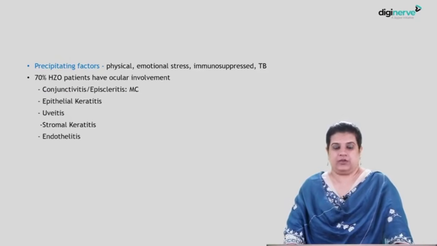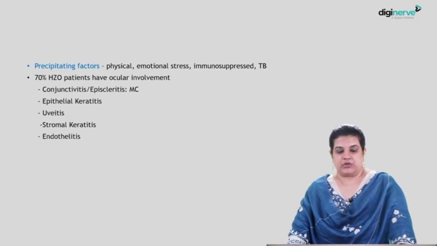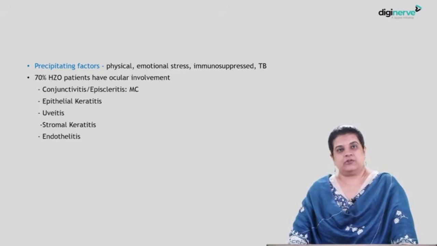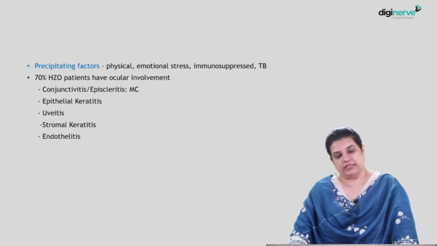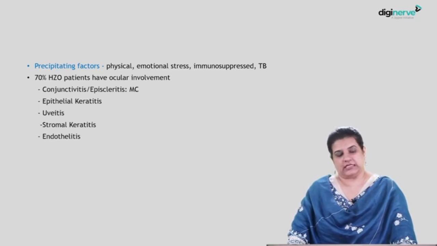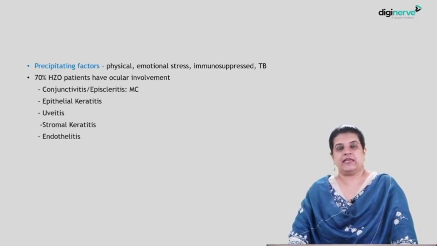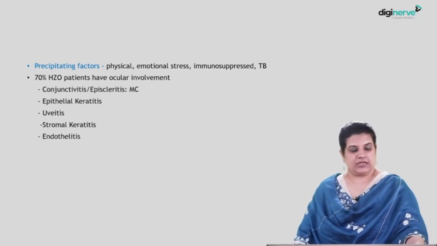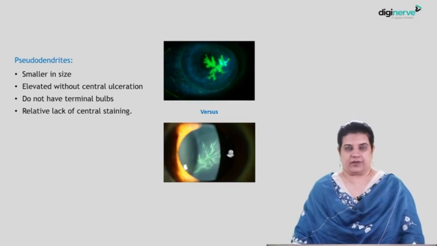Precipitating factors include physical stress, emotional stress, if the patient is immunosuppressed or immunocompromised, and infections such as tuberculosis. 70% of patients with herpes zoster ophthalmicus have ocular involvement in the form of either conjunctivitis, episcleritis, epithelial keratitis, uveitis, stromal keratitis or endothelitis, and out of these, conjunctivitis is the most common one.